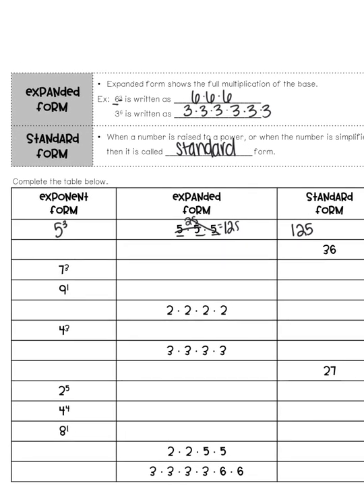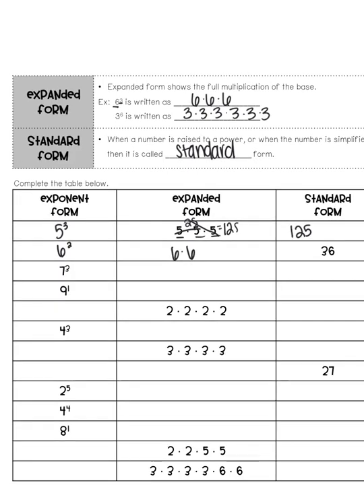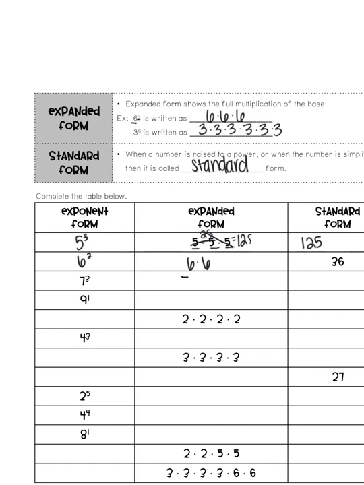Okay, so 36. I have to think of what times itself equals 36. Well, I know off the top of my head, 6 squared, 6 times 6. 7 to the third, so I do 7 times 7 times 7, and that would give me 49 times 7. You can use a calculator for this, and you get 343. Okay, 9 to the first power, well, that's just one 9, 9 times nothing, so that would just be 9.